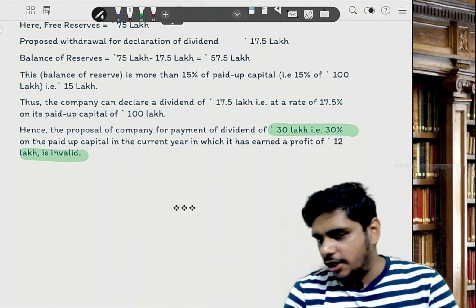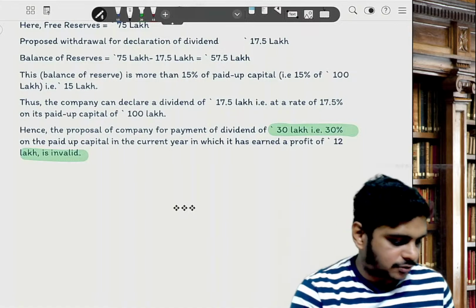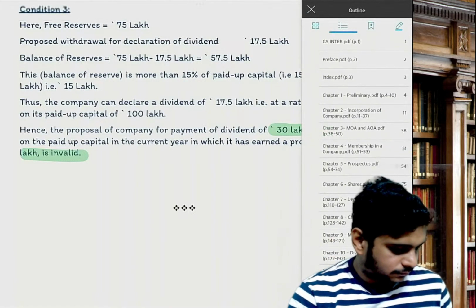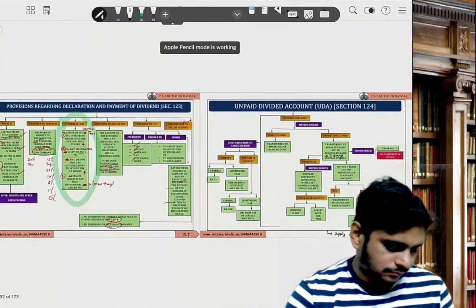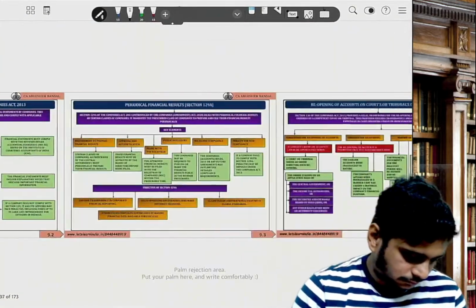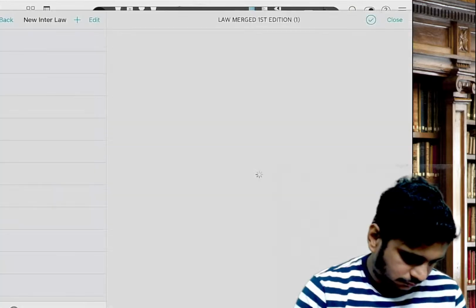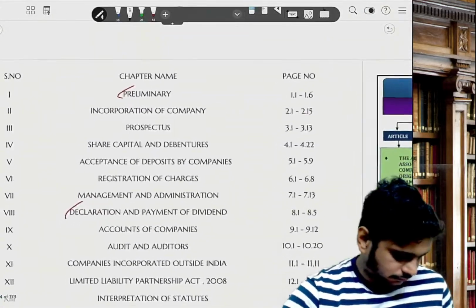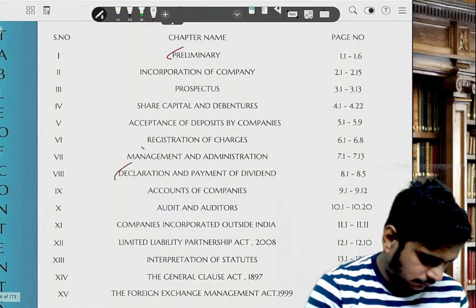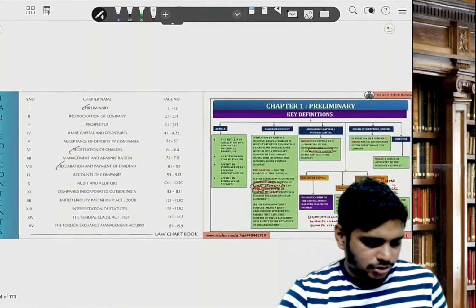Next chapter is charges. Please open the notes of charges. We will do it quickly. So we move on to charges.